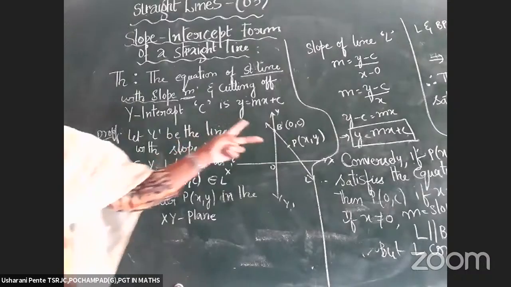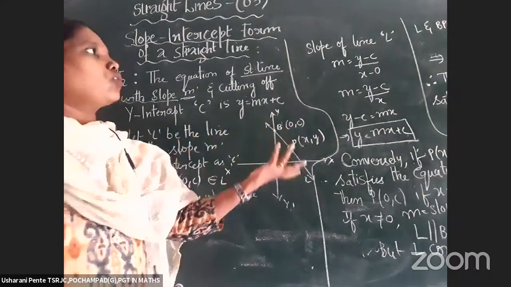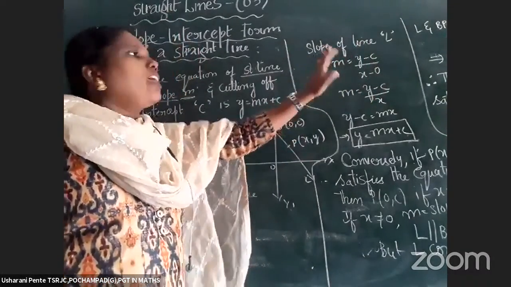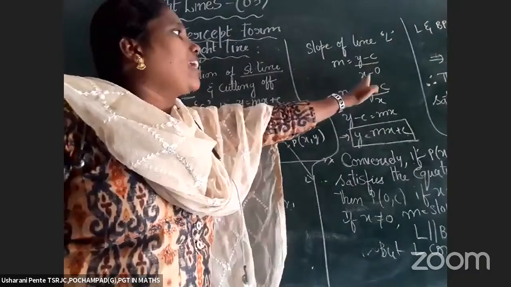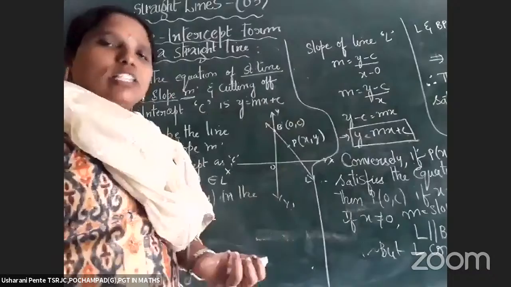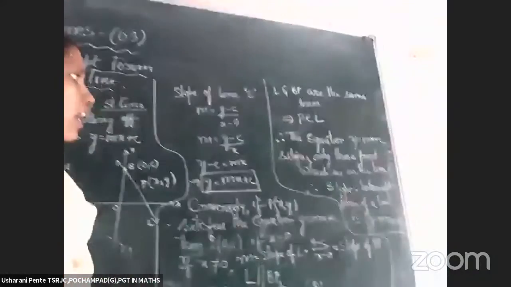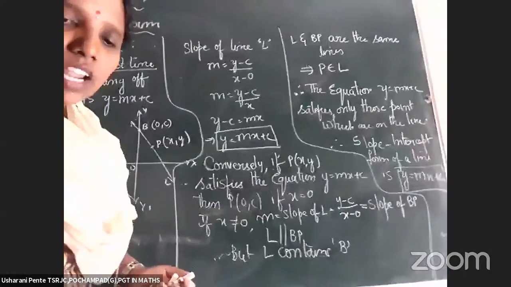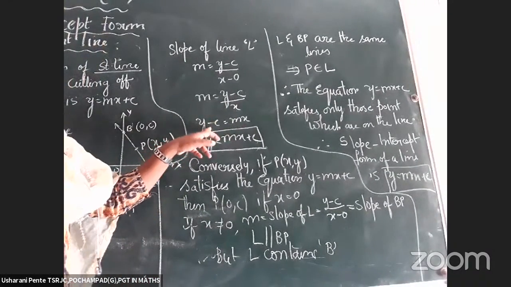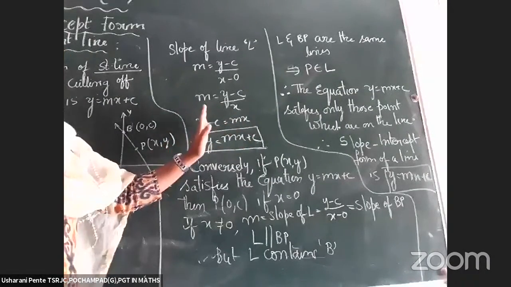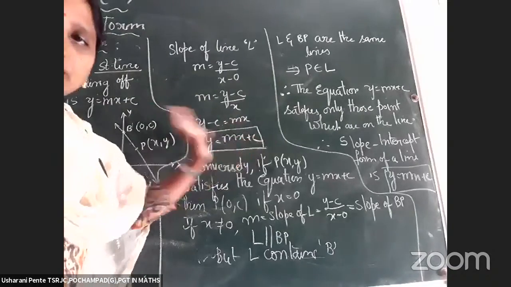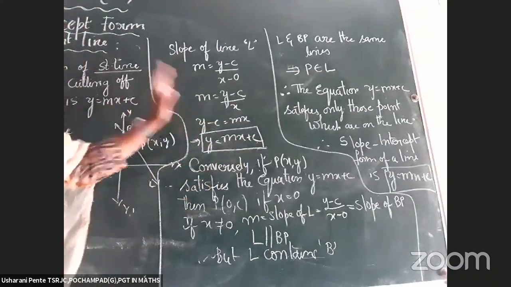Then we have 2 points on the line, and we know how to find the slope. Therefore, the slope of the line L is given by m is equal to (y minus c) by (x minus 0). We know that x minus 0 is nothing but x. Therefore, m is equal to (y minus c) by x. By cross multiplication, y minus c is equal to mx. Sending this c to the other side, y is equal to mx plus c.